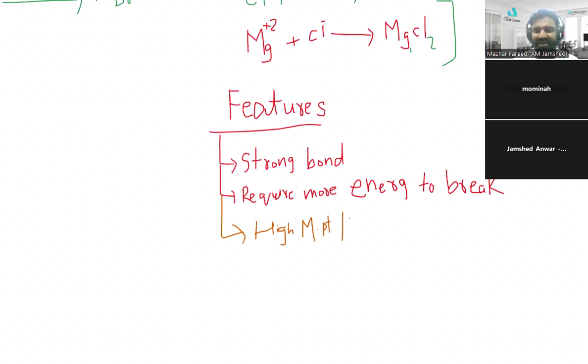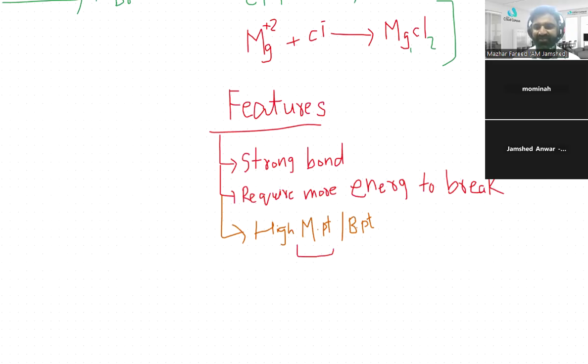Do you know what the melting point and boiling point are? Can you tell me? Actually, melting point is the temperature that is required to melt any compound. That is called the melting point. Likewise, boiling point is the temperature that is required to boil any compound.